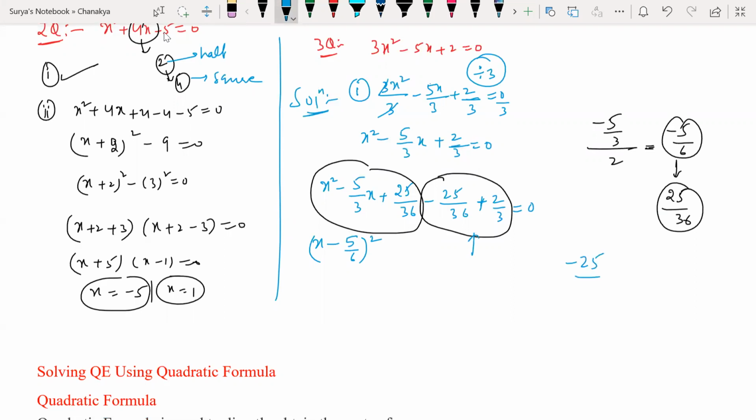Minus 25 by 36. Taking LCM. What is LCM? 36 comma 3. 36 is LCM. So minus 25 as it is. So 12, 4. So minus 1 by 36. So minus 1 by 36 is equal to 0. Understood how I wrote minus 1 by 36? I took LCM for this part and simplified that. Clear? Yes, sir. Clear, sir.